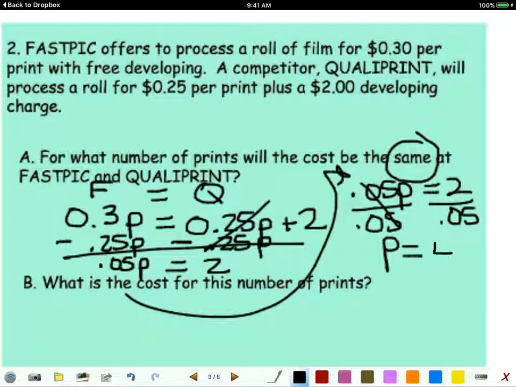Very good, 40. So, what does that 40 mean? Raise your hand if you can tell us. We need to make sense of our word problems. You have to make sure you've answered the question. What does the 40 that we just figured out represent?